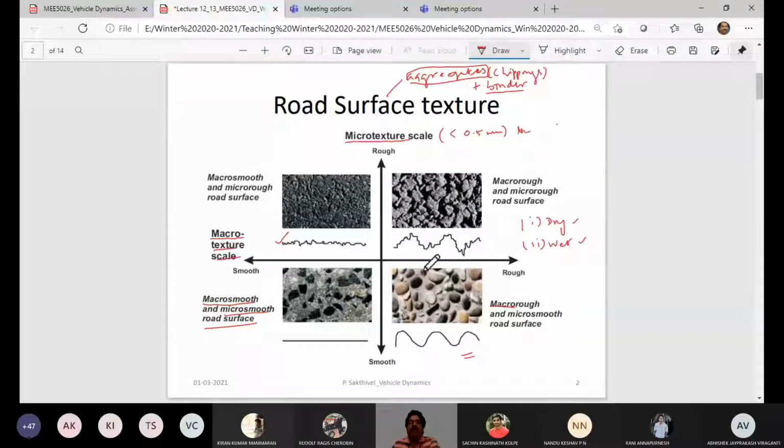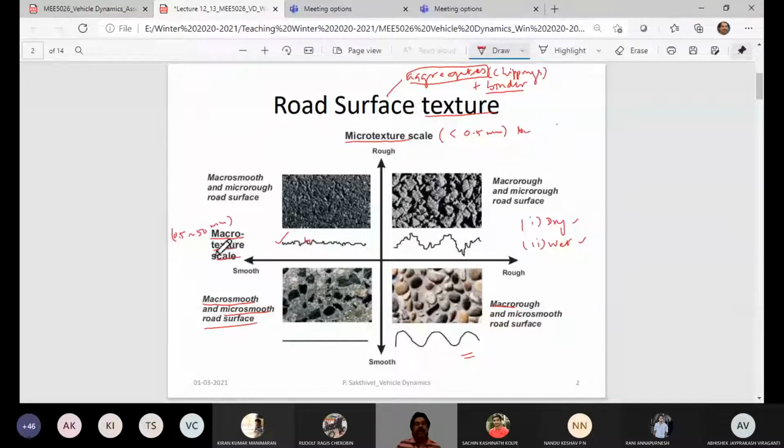So first, to understand the surface, we need to understand what you mean by texture. If the texture is defined by this 0.5, that means from one peak to the other peak, what is this distance? If it is very small, it is called micro texture. What is macro texture? It varies between 0.5 mm and 50 mm. That means 5 centimeters. This is what the texture called macro texture accommodates.